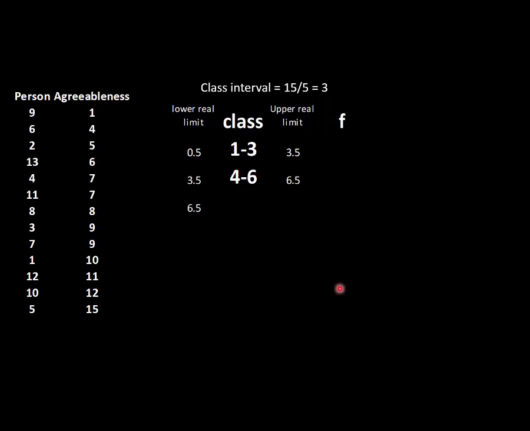So we just take, again, the upper real limit of the next lower class, move it to the lower real limit of the next higher class, and then add the class interval to get the next upper real limit. And there we go. And then round up the lower real limit, round down the upper real limit to get the apparent limits of the class. All right.